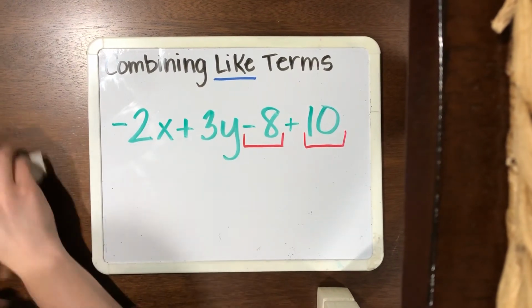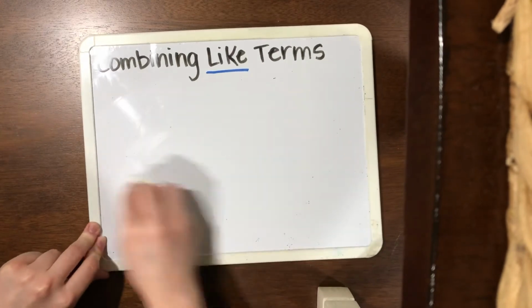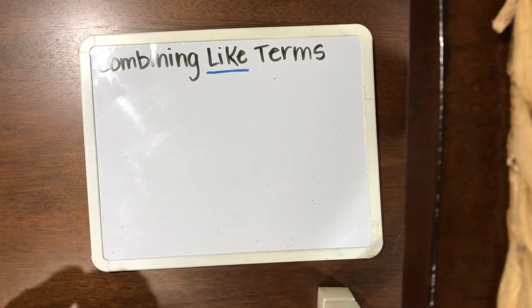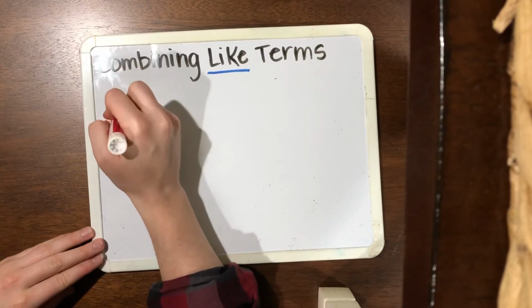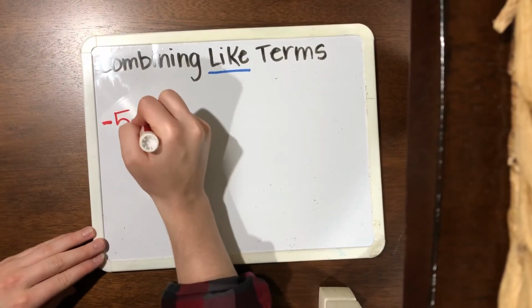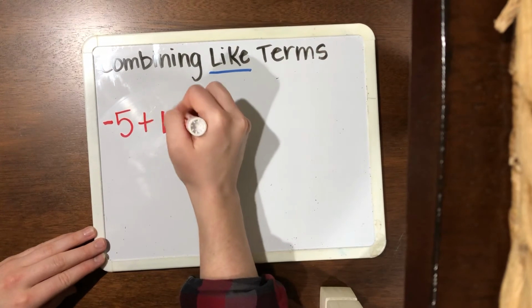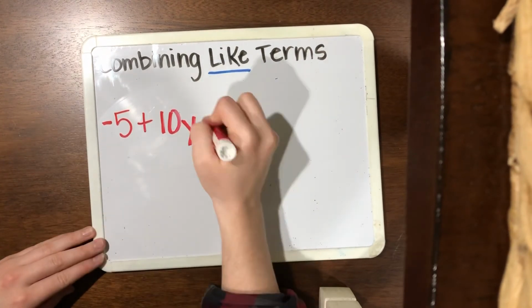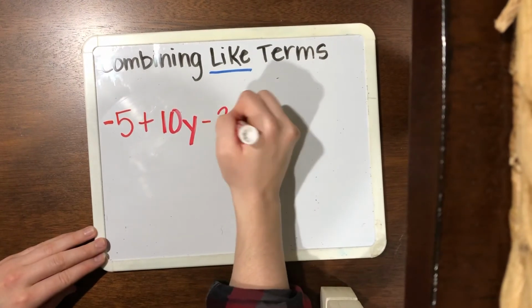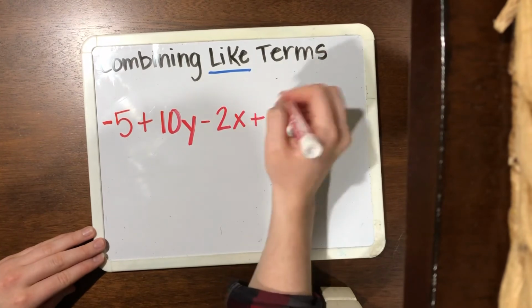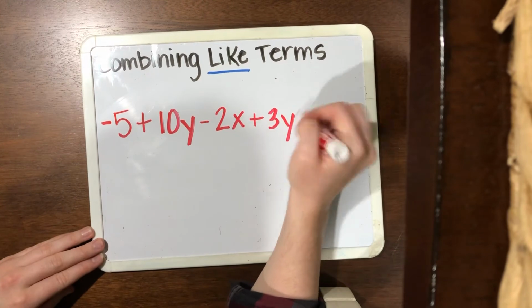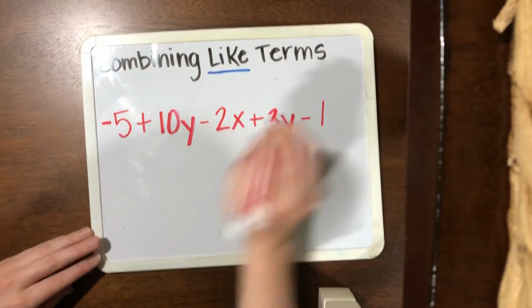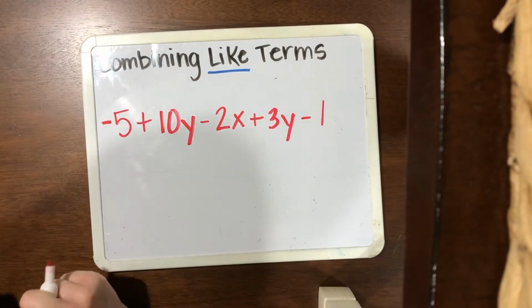So we're going to do one more just to make sure that we understand. So let's do a hard one. So we'll do -5 plus 10y minus 2x plus 3y minus 1. So this one's going to be tricky. We're going to take our time for this.